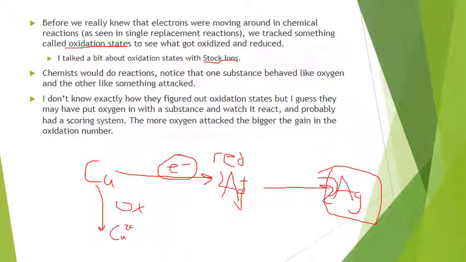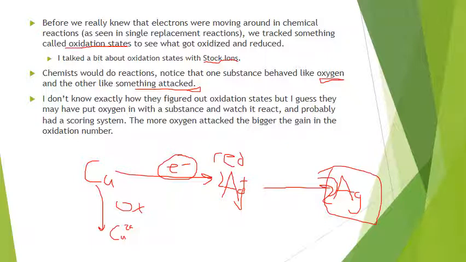It started out with oxygen. Chemists would do reactions and notice that one substance behaved like oxygen, and the other one would be attacked by the thing that acted like oxygen. So you would have oxygen, which is an oxidizer, and it is usually reduced in most chemical reactions. And then you have the other thing that's being oxidized. It's often called the reducer because it reduces the oxygen. But oxygen isn't always the oxidizer. But it's a good way to start.